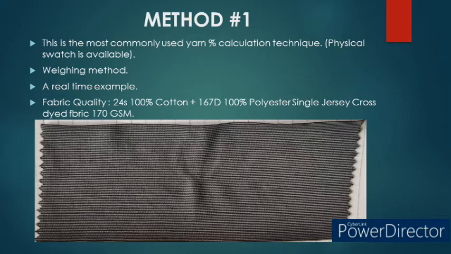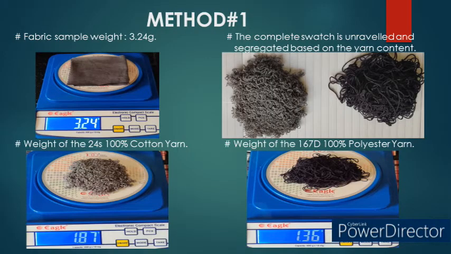A piece of fabric sample is cut and weighed accurately. For better accuracy, please cut a fabric sample of minimum 2 gram or more. The fabric sample I have taken here weighs 3.24 gram. Before weighing, I leveled both the top edge and the bottom edge properly, and then weighed.